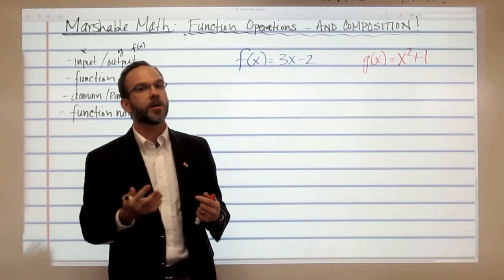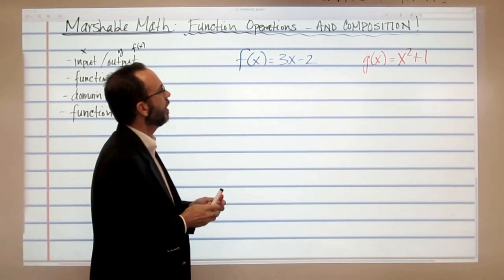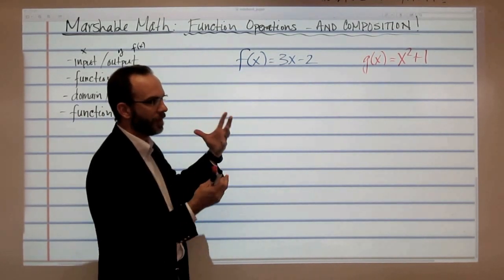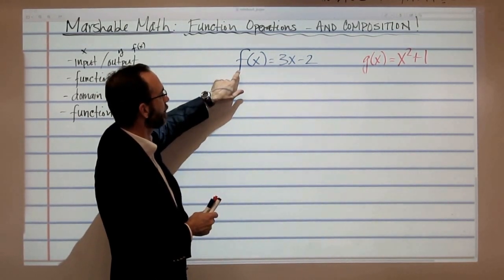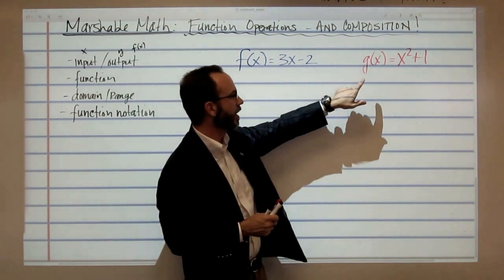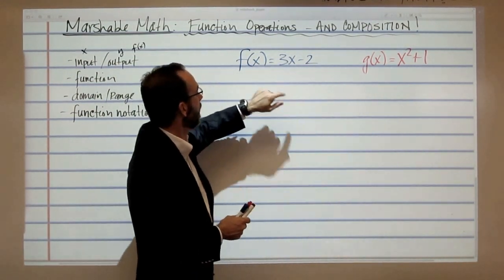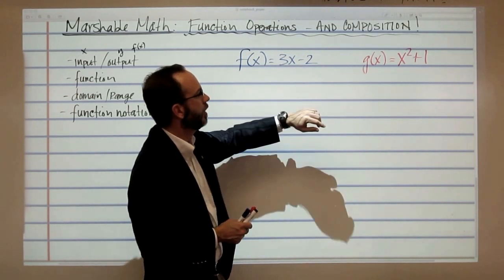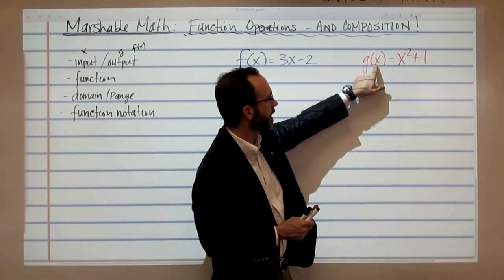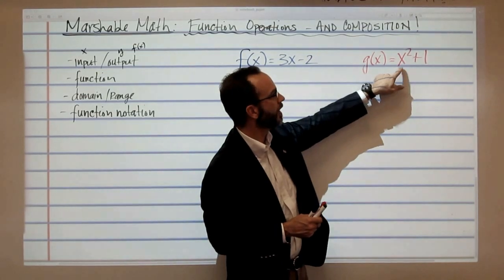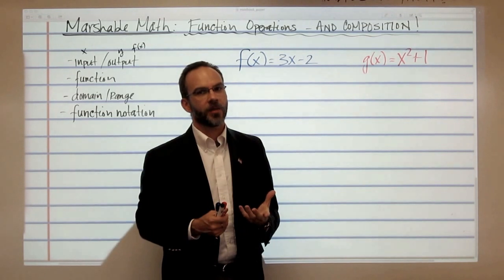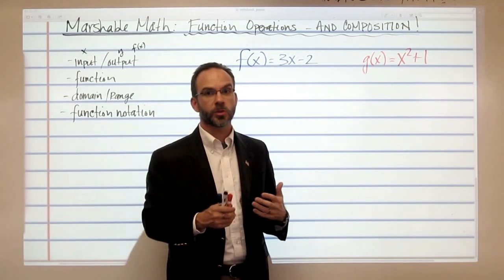The function of x. Okay, so let's consider these two functions right here. I've got f of x, which is my y value if you want. It's a function that I'm going to name f just to keep it separate from g over here. And it says I'm going to take the input and triple it and then subtract 2. The g function, which tells me my input is x, says I'm going to take the input and square it and then add 1.